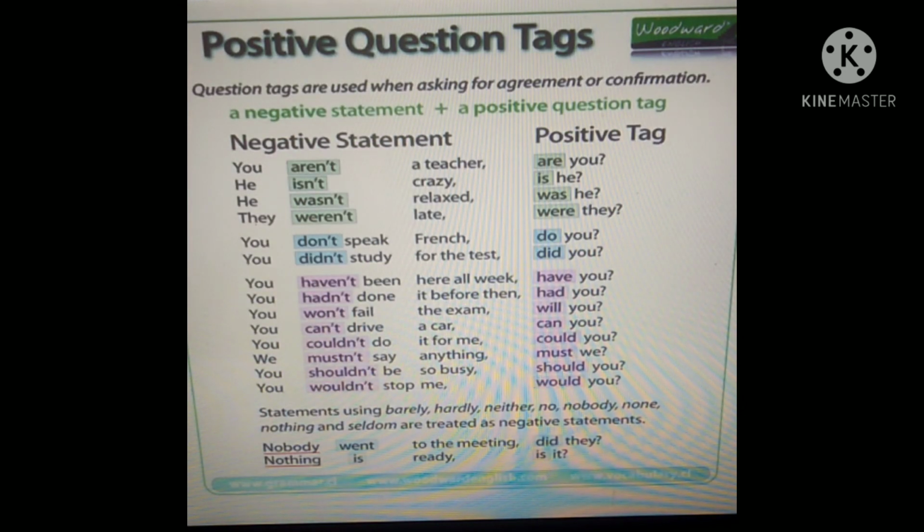Moving next, we have the negative statement with positive question tags. You can have a look at it. Students, keep in mind there is no change of tense. For words like I am, we use the question tag aren't I. For positive commands, we use will you or won't you. For negative commands, we use will you. And for the words let us, we use the tag shall we.